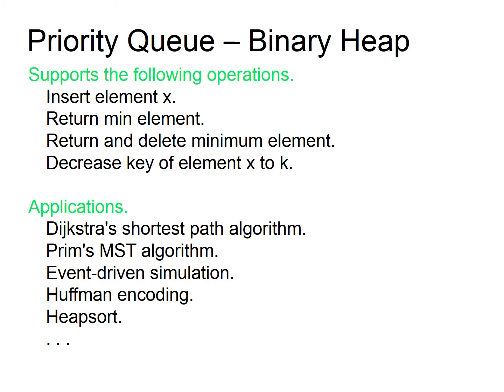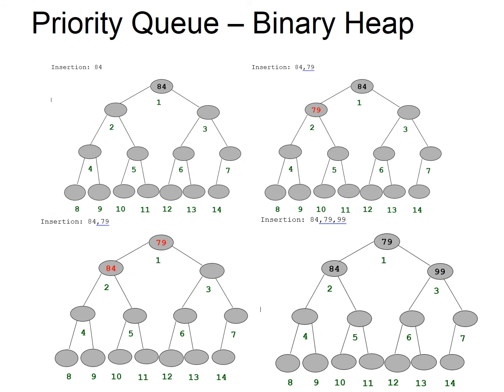Now, the application of binary heap is mainly in shortest path algorithms and minimum spanning trees. Sometimes it is used in Huffman coding as well as in event-driven simulation. So everywhere the binary heap plays a vital role and it improves performance. Let us see an example of how a binary heap is created.